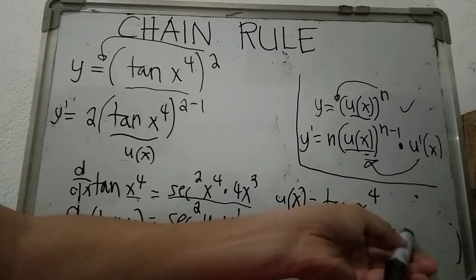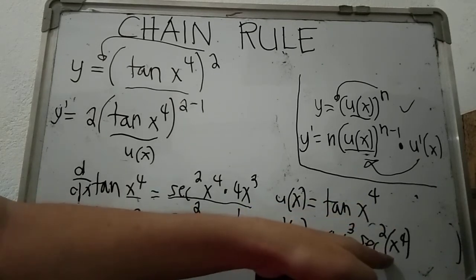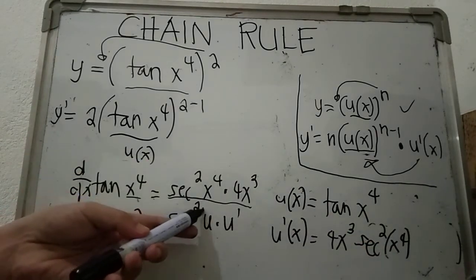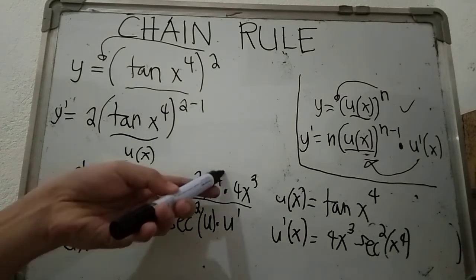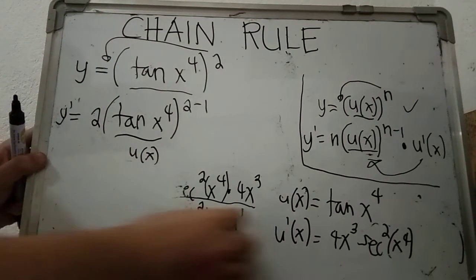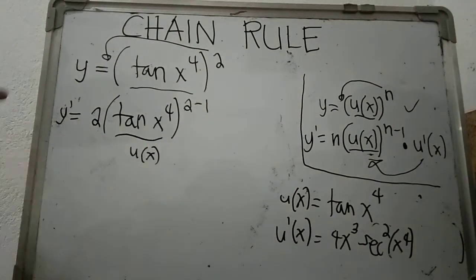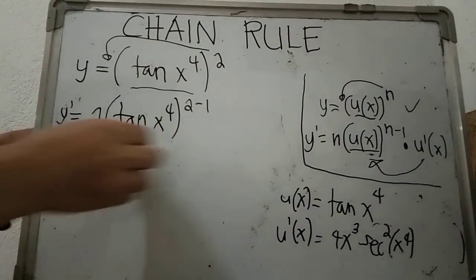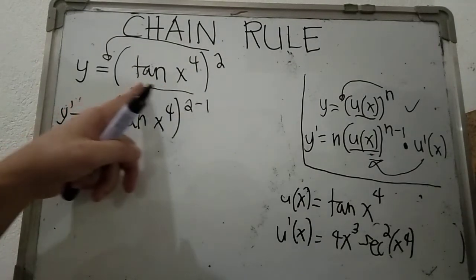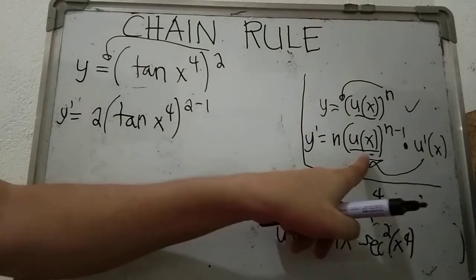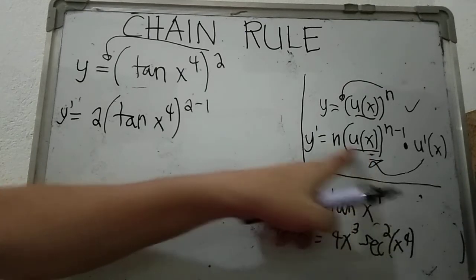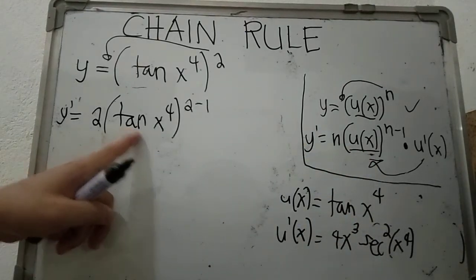Take note that secant squared x to the 4th is actually inside secant squared. And this could be written as this way. You can do that. So let me erase this. So if we're going to base that from our line here, our n value is equal to 2. Tan x to the 4th is actually the one inside the parentheses. Copy that here according to our process. N minus 1 or 2 minus 1, and then multiply with the derivative of the u, or the one inside the parentheses. What is the derivative?